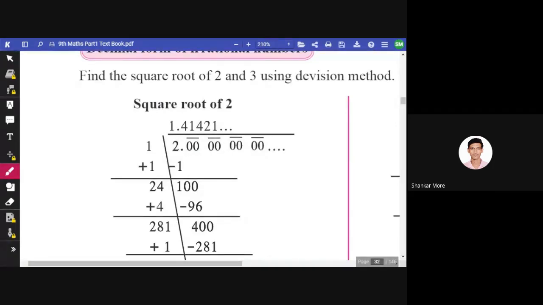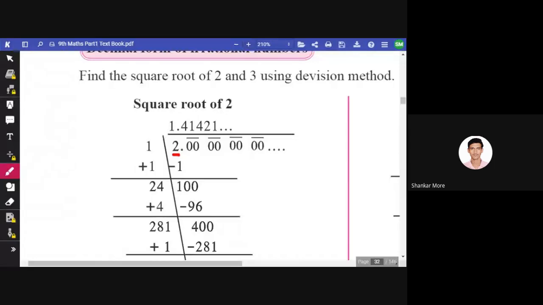We have to find out the square root of 2. All right, so I write 2 here, I give a decimal point, and after that I add so many zeros. It doesn't matter; after the decimal there are lots of zeros.